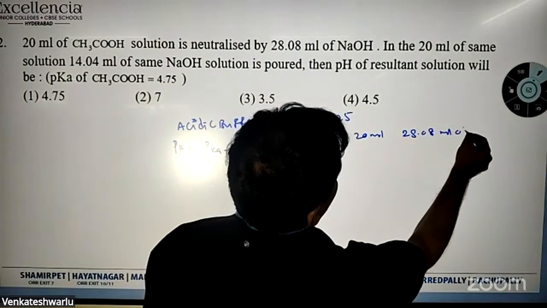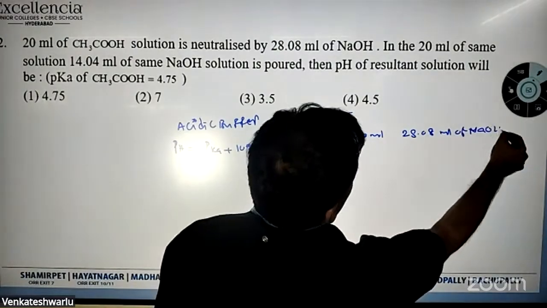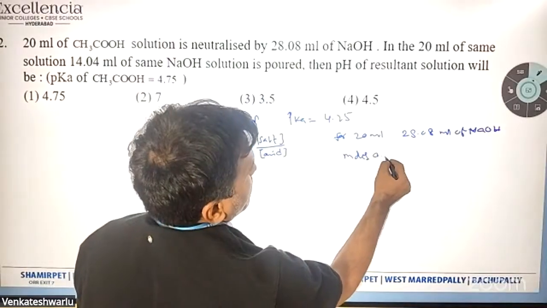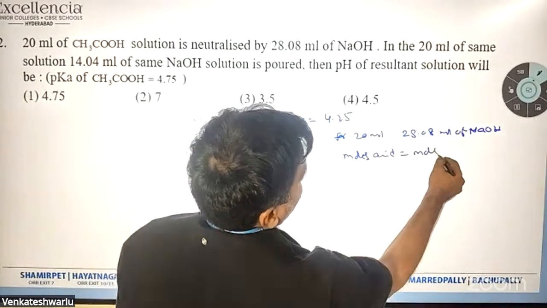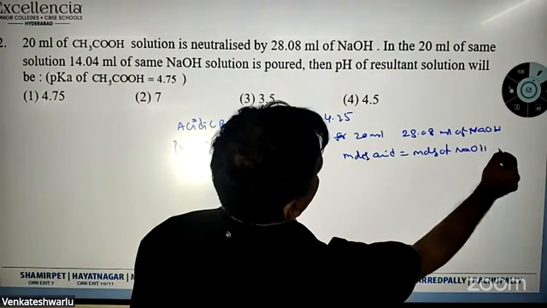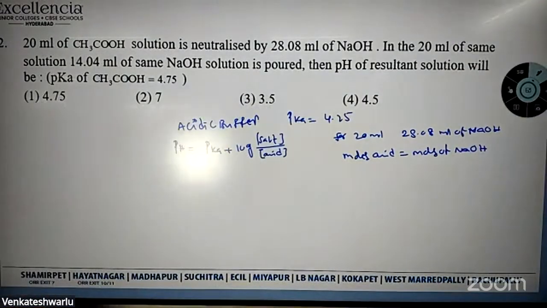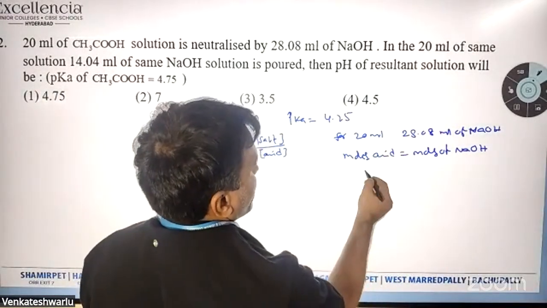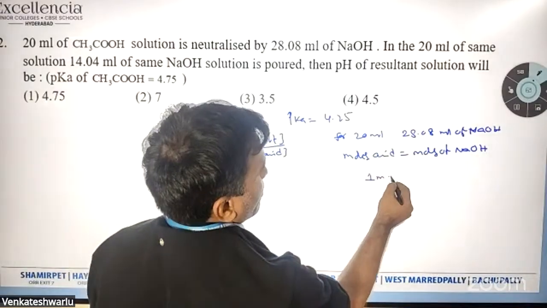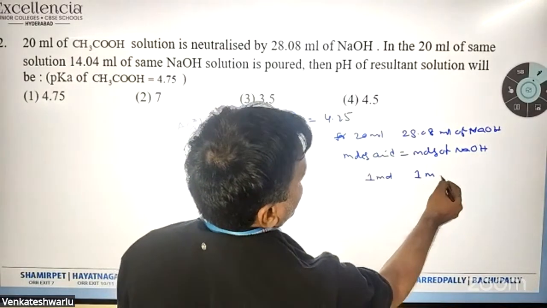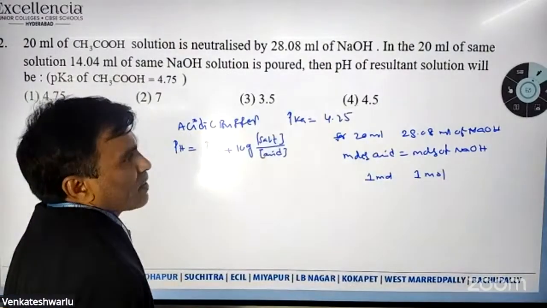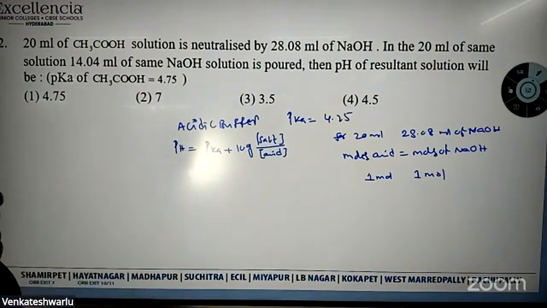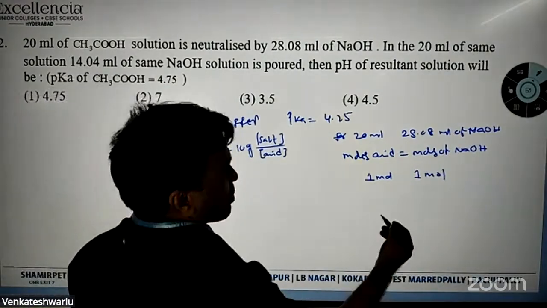28.0 ml of base is required, right? That means here moles of acid is equal to moles of the base. But in the second experiment, they have taken only half of the NaOH. So let us consider initially 1 mole of acid is there and 1 mole of base is there, right? We can say it is equal because it is given completely neutralized. So let us say it is 1 mole of acid and 1 mole of the base.